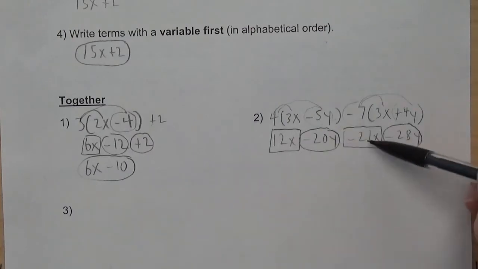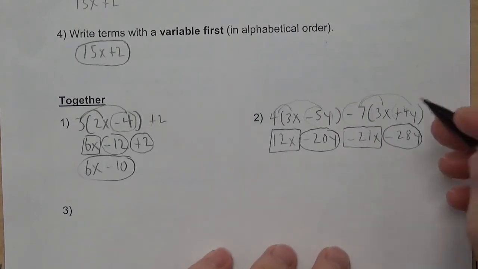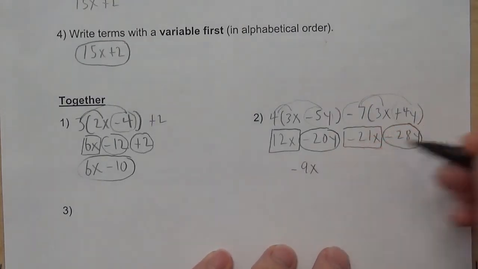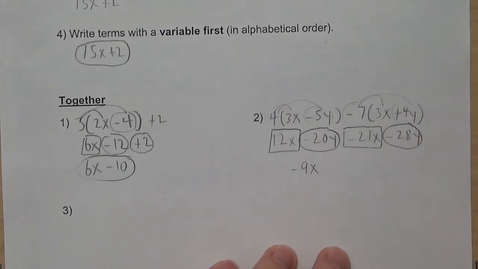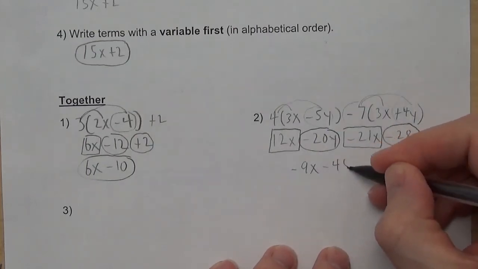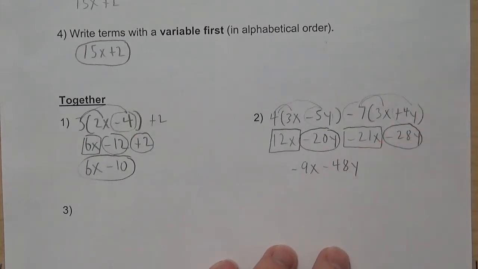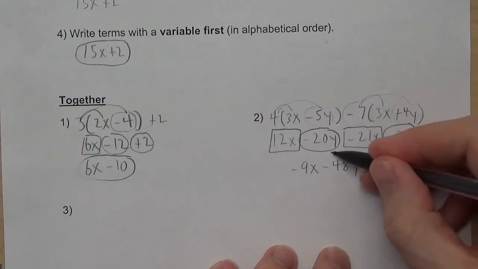So let's see, 12x minus 21x. We got more negatives than positives, and the difference between 12 and 21 is 9, so it's going to be negative 9x. Then I've got negative 20y minus 28y. I've got negatives and more negatives, so it's going to be an even bigger negative number. Just combine them together, negative 48y. So we've got those in alphabetical order. We're good to go.